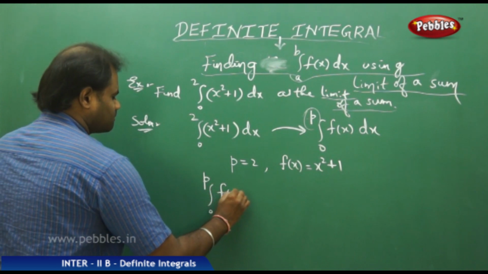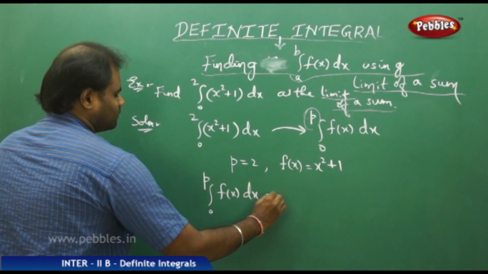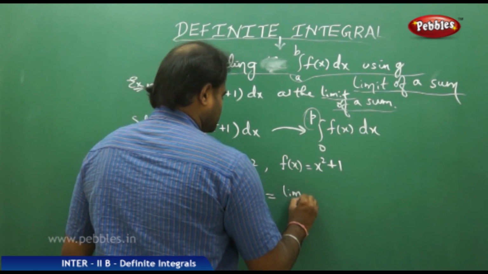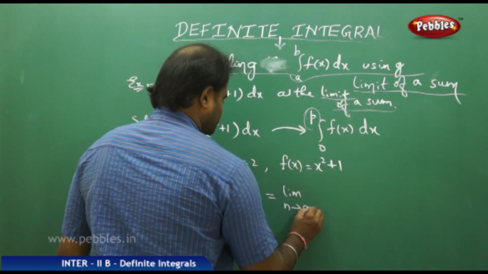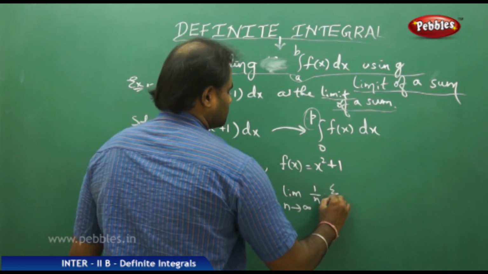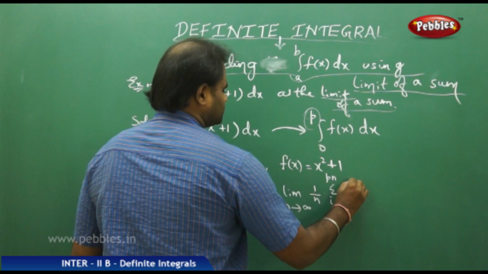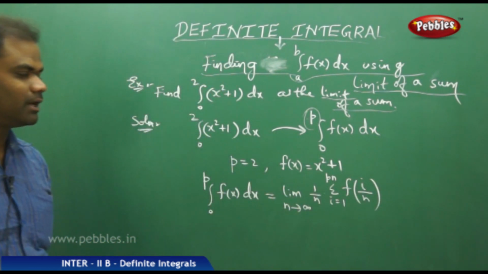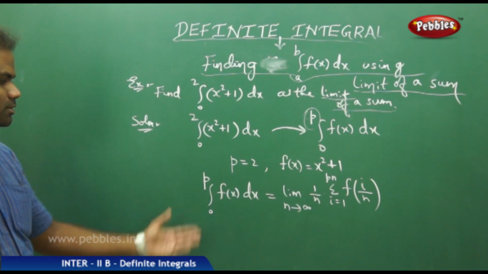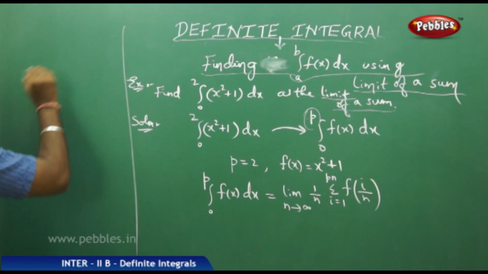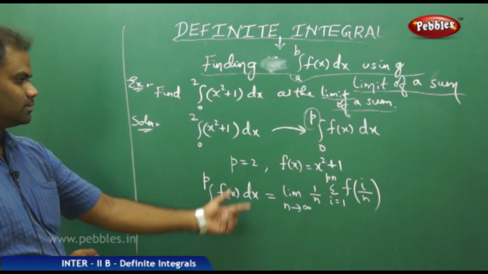The formula for integral 0 to p of f of x dx is limit n tending to infinity of 1 by n sigma i running from 1 to pn of f of i by n. So let's use this formula in order to find the integral 0 to 2 of this.